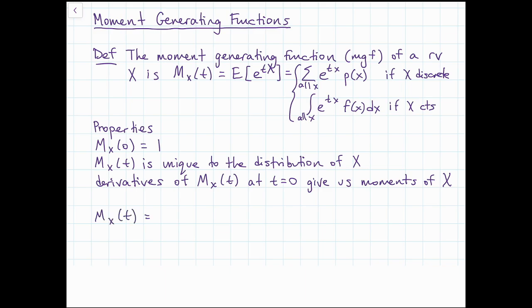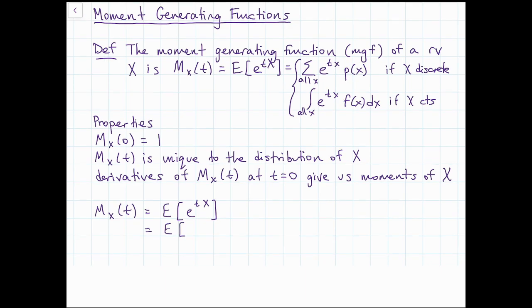Imagine we have M_X of t. It's the expected value of e to the tX. But we could write that as the expected value of 1 plus tX over 1 factorial, plus (tX) squared over 2 factorial, plus (tX) cubed over 3 factorial, etc. That's just the series expansion of e to the tX.